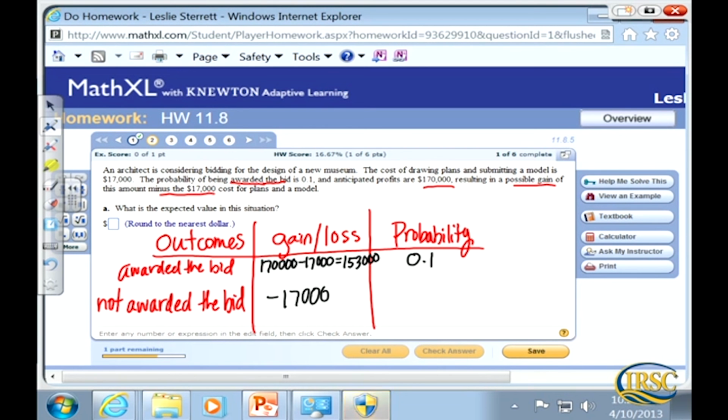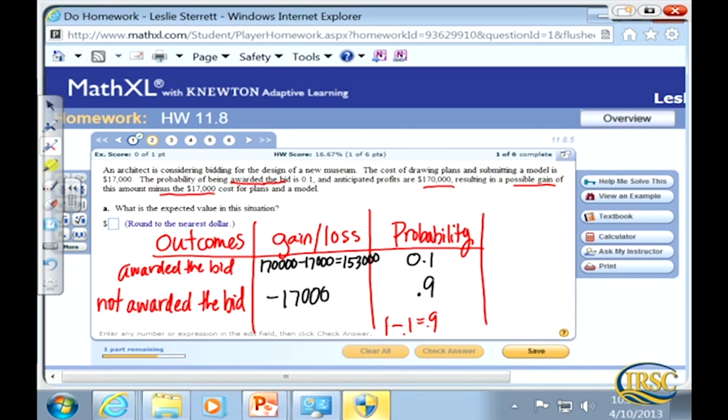All right, so what's the probability of not being awarded the bid? 0.9 is correct. Good. They did not tell you this in the problem, but the pattern that we just learned was that this column had to add up to 1. Okay, so in order for this column to add up to 1, this must be a 0.9, so that 0.1 and 0.9 add up to 1. Now, you don't have to guess. You could always just do 1 minus the 0.1. And that'll give you the answer, okay? So 1 minus the 0.1 will give you the 0.9.